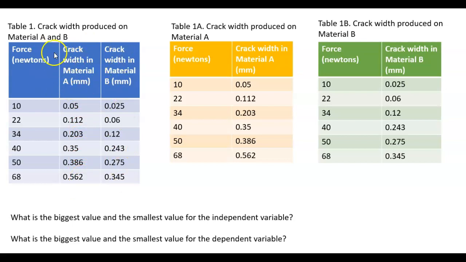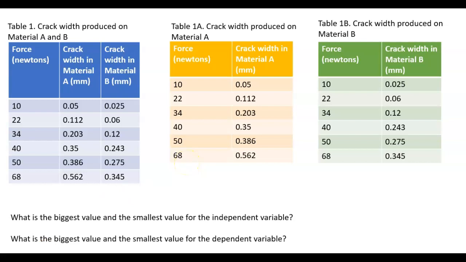Our table, though, is just combining 2 sets of data. So we're going to have one where the independent variable is force and the dependent variable is crack width and material A. And I've pulled that out just to make it clear that that is one set of data. And the second set of data will be the force in its relationship with the crack width and material B. And you can see I've also pulled that out into a separate table just to make you realize that really we're using 2 sets of data in one table, but both of them share that independent variable of force.